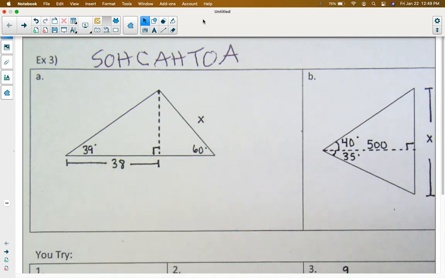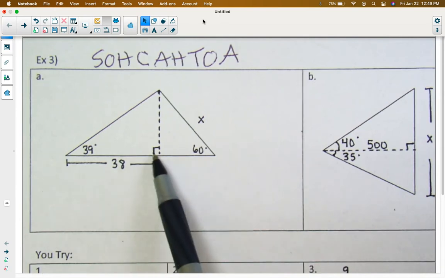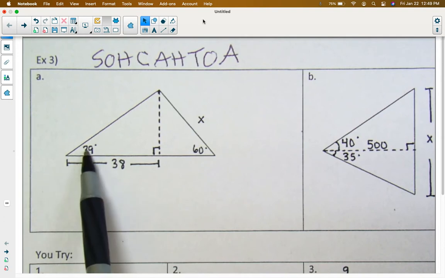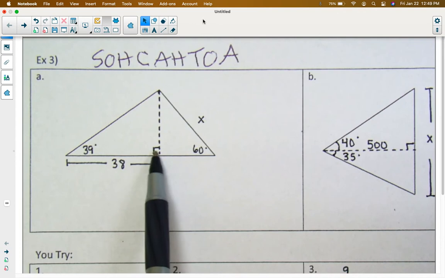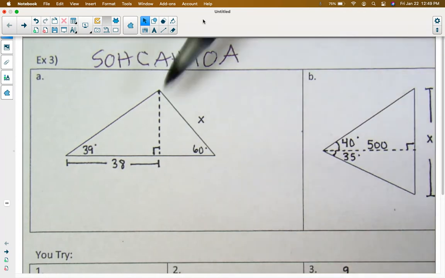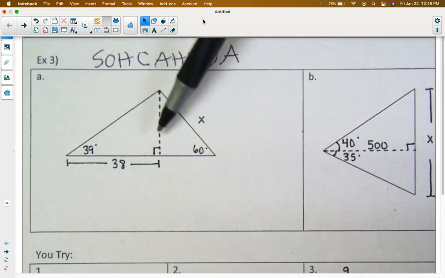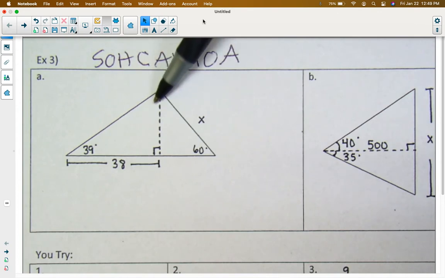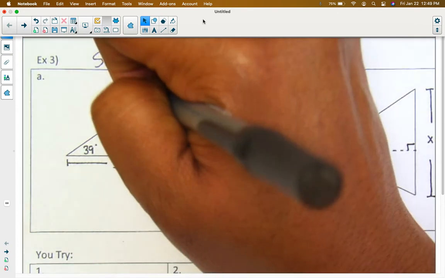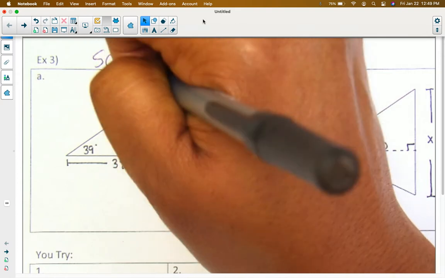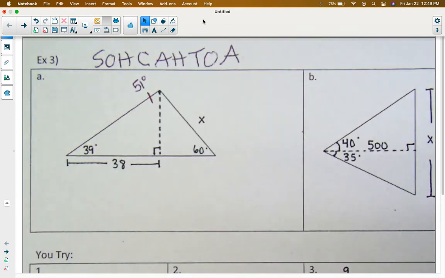So let's come over here and let's label some different parts of the triangle. We might need them, we might not. So if this is 90 and this is 39 degrees, we can do some simple math. We can add these together, subtract from 180, and that'll give me this missing angle in this corner. So 39 plus 90, subtract that from 180, gives me 51 degrees. So I'm going to label this as 51 degrees.